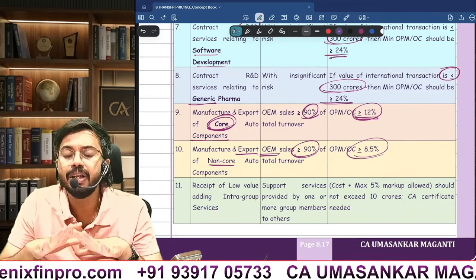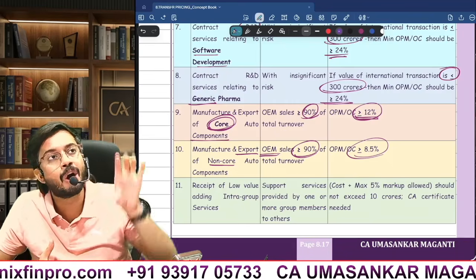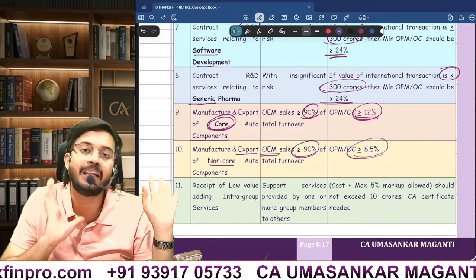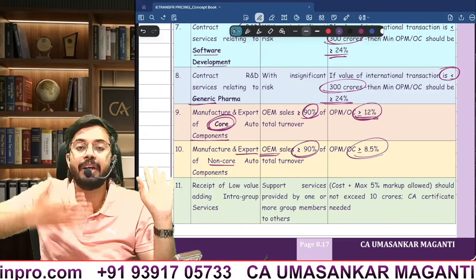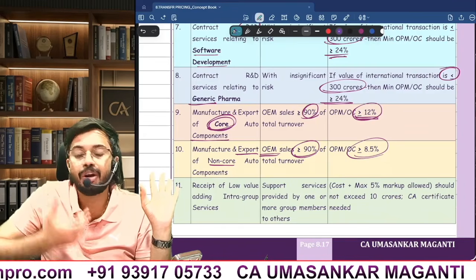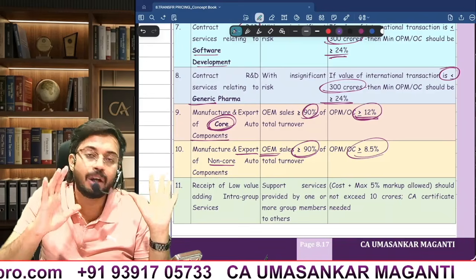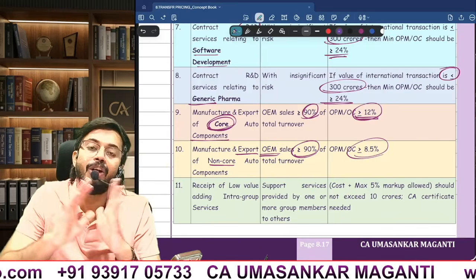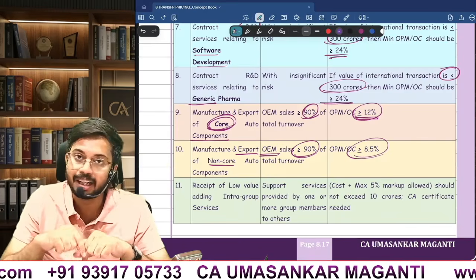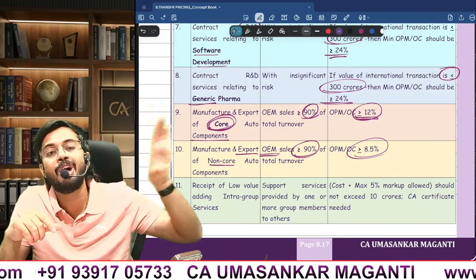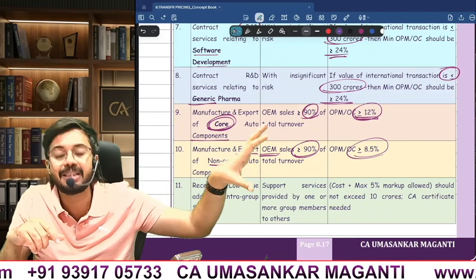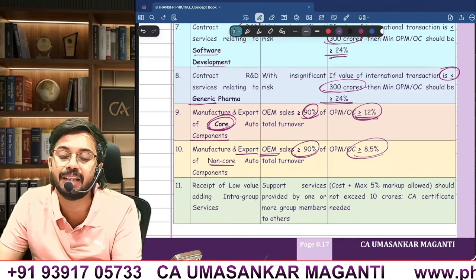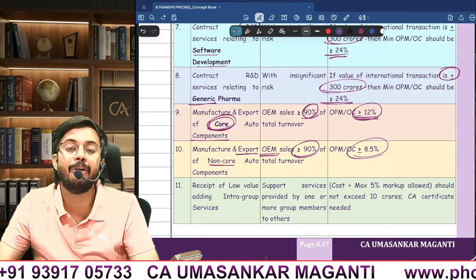So what's happening? The Indian company is exporting core automobile components to a non-resident associated enterprise. There is one condition. What is the condition? Out of the total turnover of the Indian company, minimum 90% of turnover should be by way of sale of first-hand cars or sale of original equipment, not replaced parts. If this condition is satisfied, and it is exporting core automobile components to a non-resident associated enterprise, minimum 12% operating margin is required to be maintained. Then whatever the actual price is, that will be considered as arm's length price. I hope you got clarity.